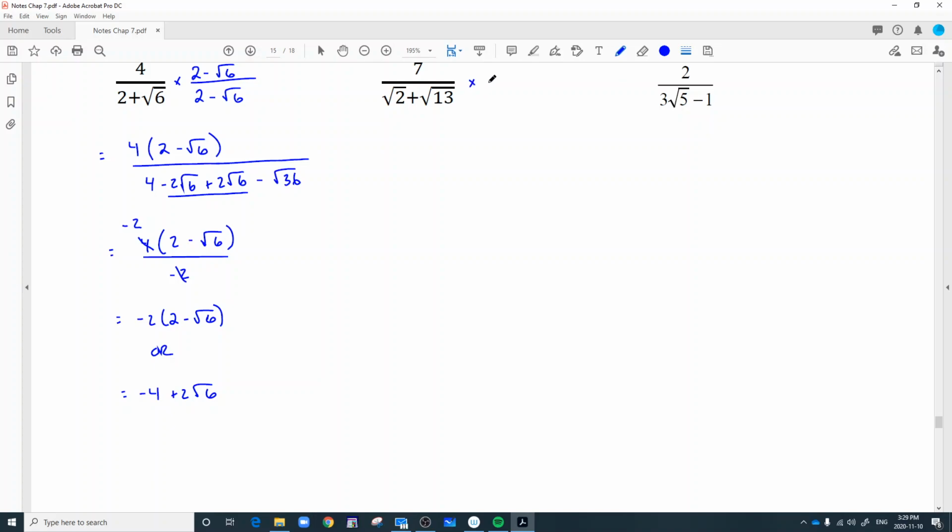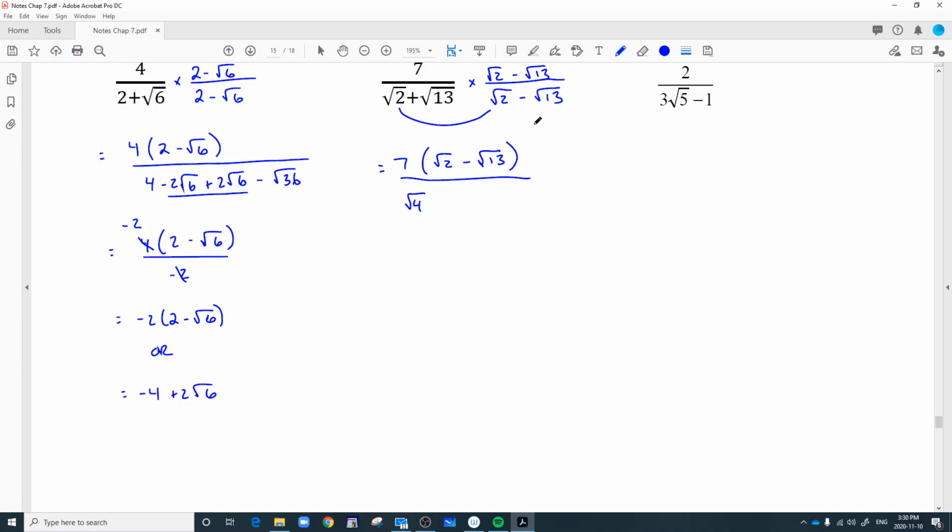So we are going to multiply by the conjugate of the denominator. So if we have root 2 plus root 13, we're going to multiply by root 2 minus root 13, top and bottom. Don't multiply the top through, keep it as 7 times root 2 minus root 13, and then FOIL through your bottom. Root 2 times root 2 is root 4, or just 2.